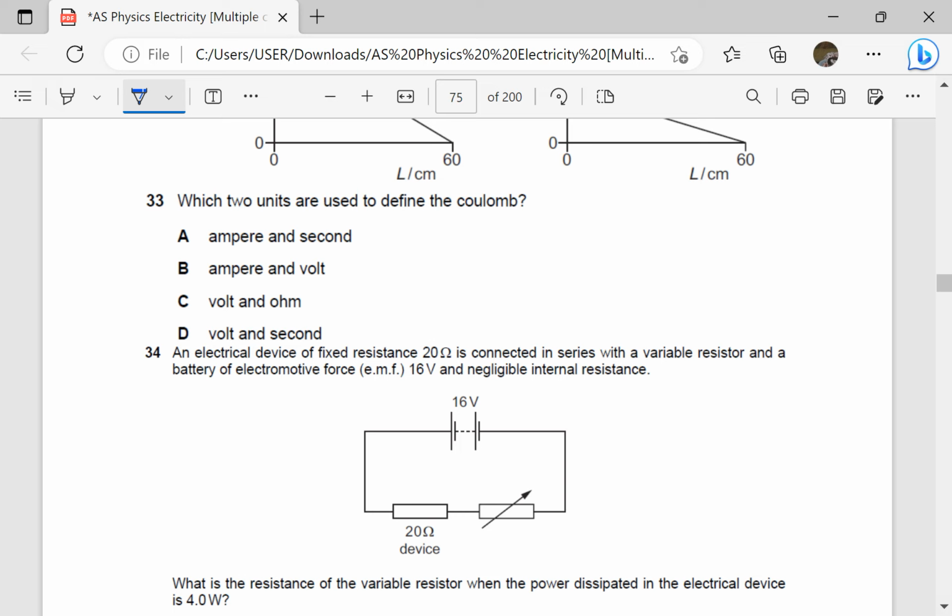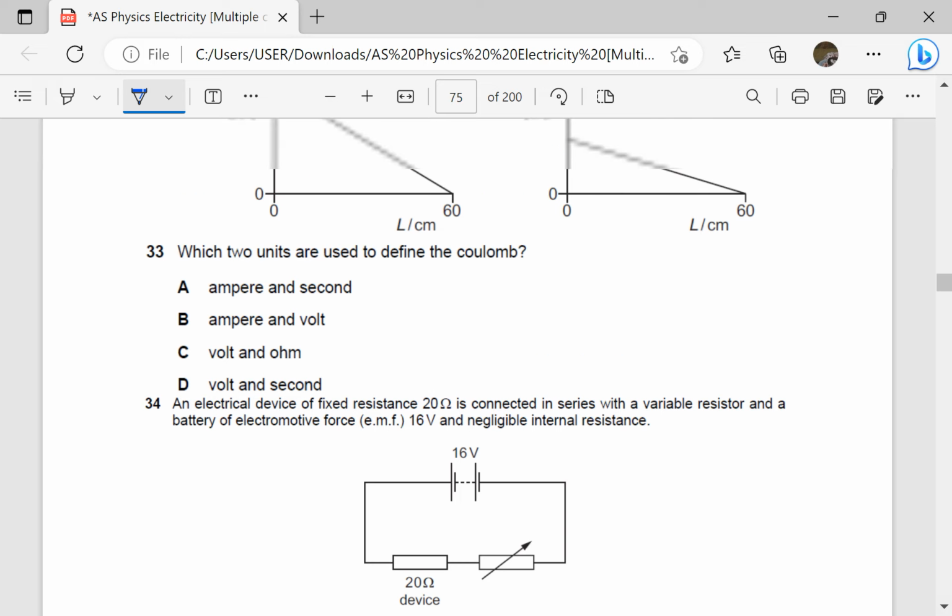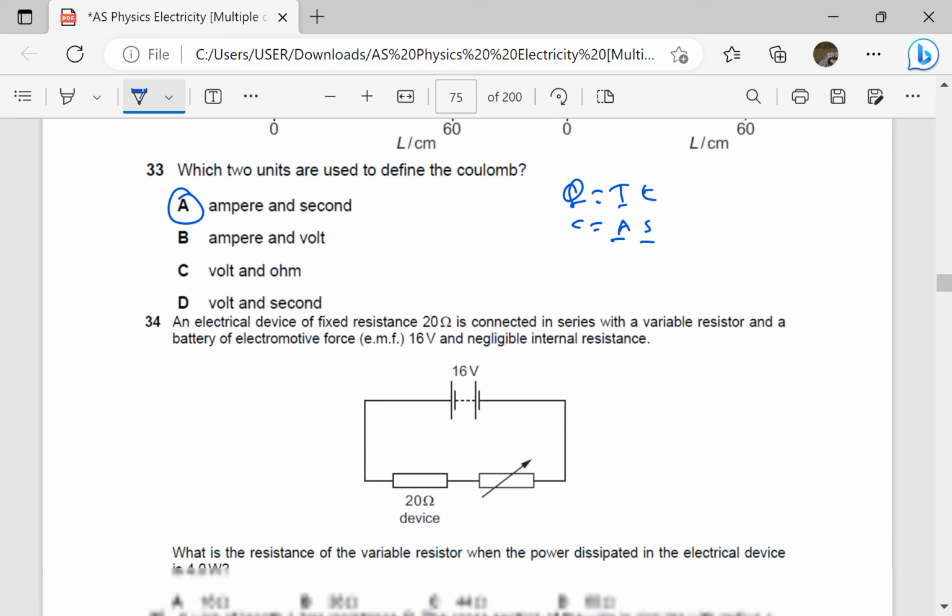Which two units are used to define the coulomb? Remember, coulomb is charge equals to I times T. That is coulomb, that is ampere, that is seconds. So it is going to be ampere and seconds, that is A.